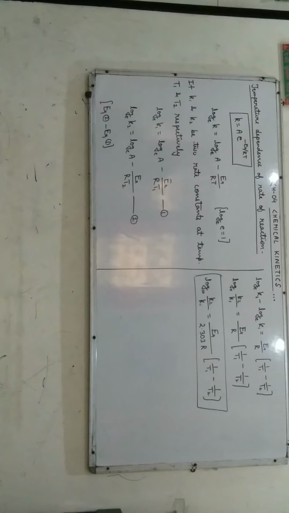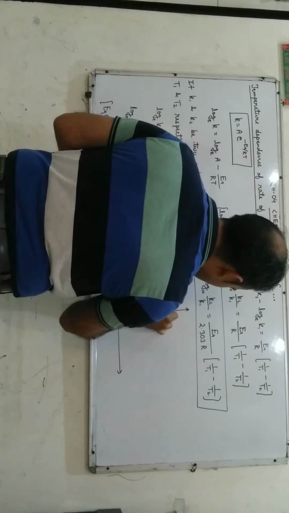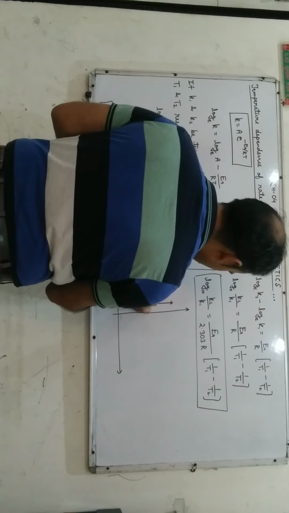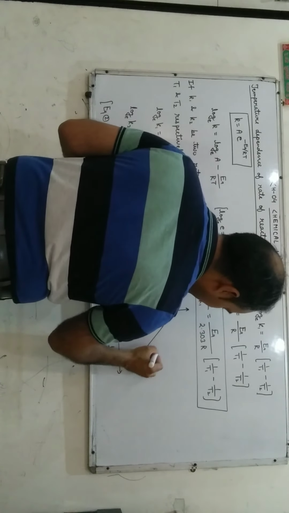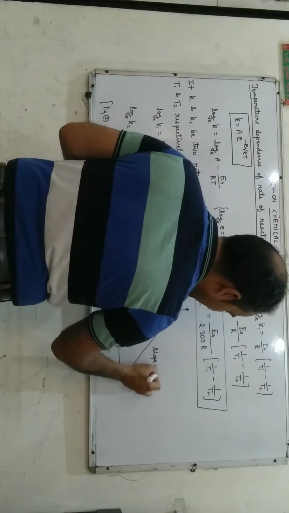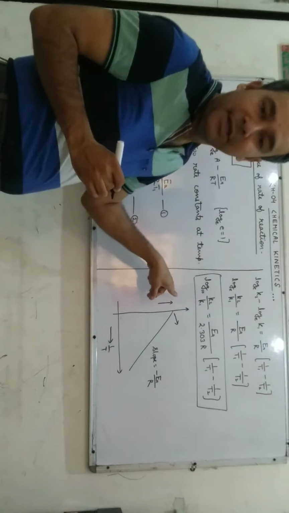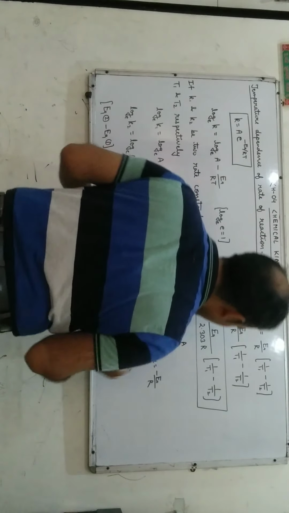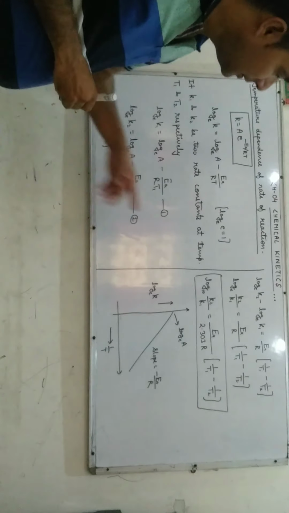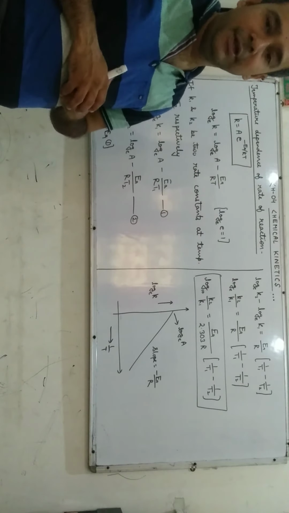If we plot a graph between ln k and 1/T, I repeat again, if we plot a graph between ln k and 1/T, we will obtain this type of graph whose slope is equal to -Ea/R and whose intercept indicates ln A. So it is the temperature dependence of the rate of reaction.